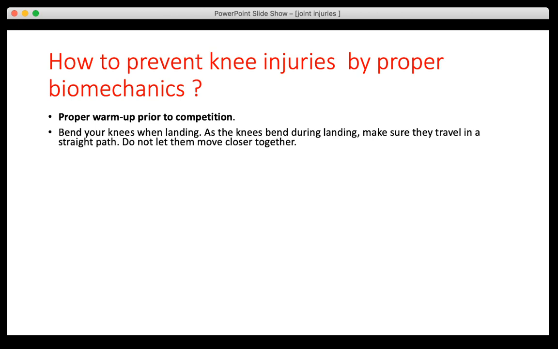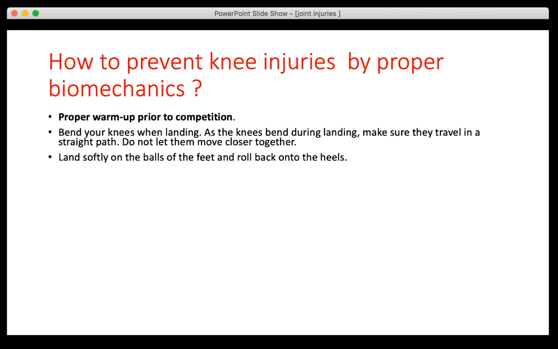Now, second is bend your knees when landing. This is the technique of landing basically. Whenever you land during jumping, always bend your knees properly. As the knees bend during landing, make sure they travel in a straight path. When bending, it should not be that they twist or knock against each other, knee knock. That should not happen. It should be very straight and proper bending. Do not let the knees come closer. I'll share the video right now, which will make this point clear.